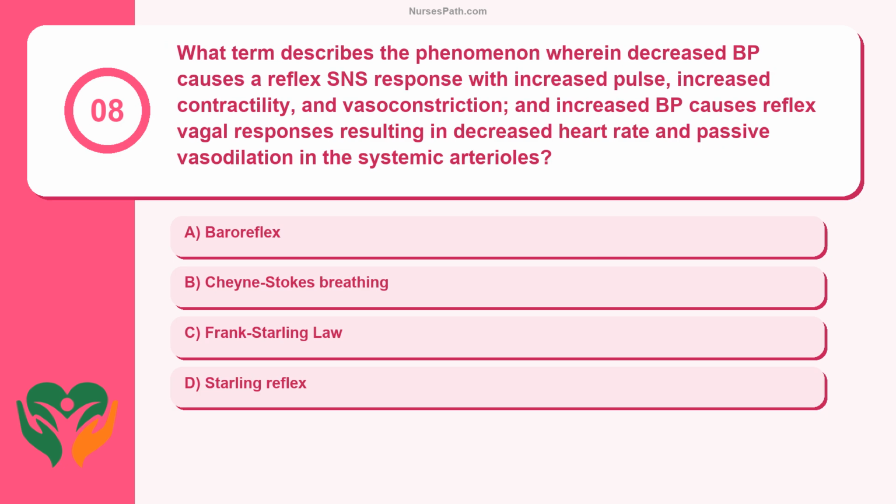Question 8. What term describes the phenomenon wherein decreased BP causes a reflex SNS response with increased pulse, increased contractility, and vasoconstriction, and increased BP causes reflex vagal responses resulting in decreased heart rate and passive vasodilation in the systemic arterioles? Baroreflex. Cheyne-Stokes breathing. Frank-Starling law. Starling reflex.